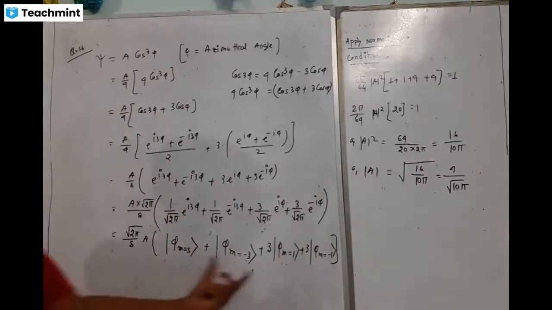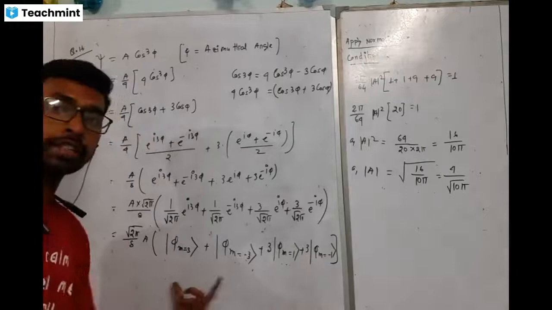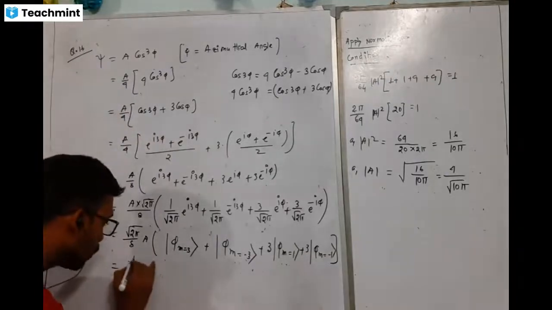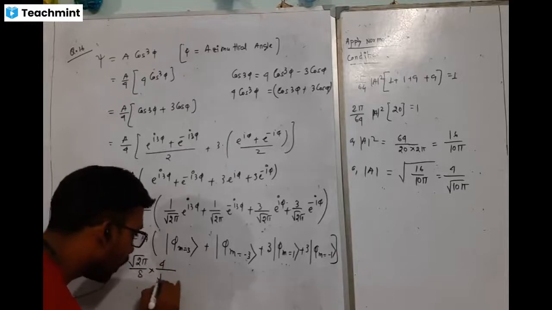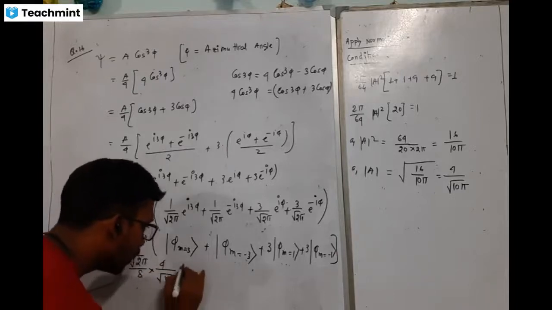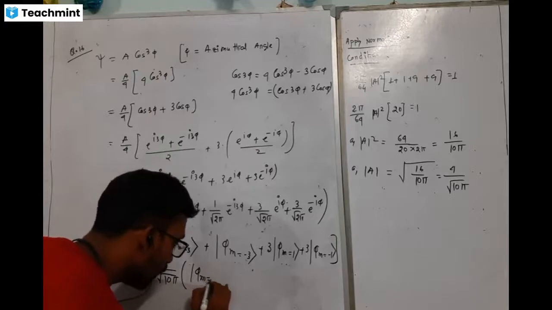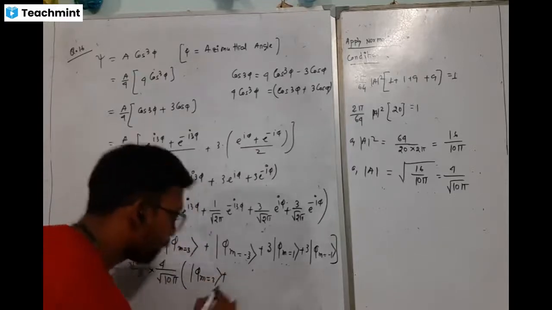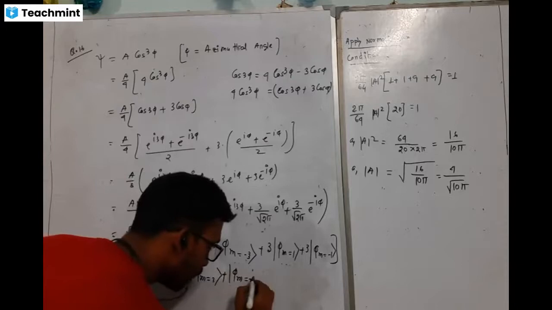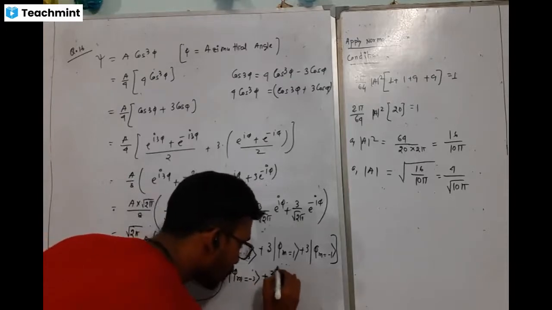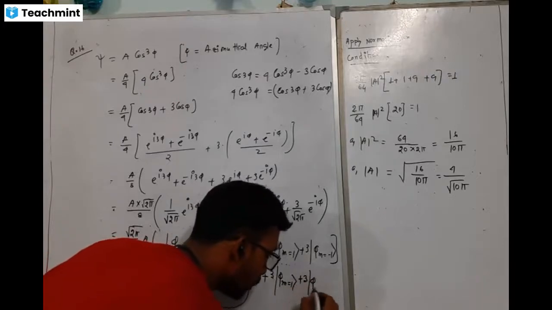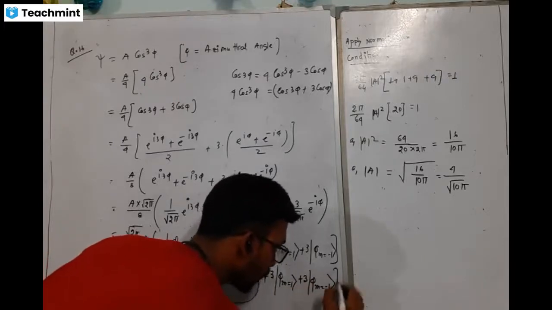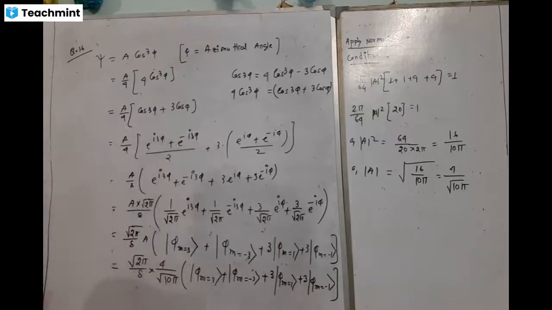So now the corresponding state becomes √(2π)/8 equals 4 upon √(10π) times φ m = 3 ket plus φ m = -3 ket plus 3φ m = 1 ket plus 3φ m = -1 ket. So π cancels out, 4 cancels out.